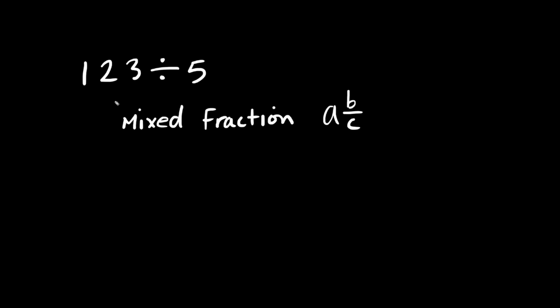Let's express 123 divided by 5 as a mixed fraction in the form a and b over c. Let's use long division. We have 123 divided by 5. 5 times what is 12? 5 times 2 is 10. Draw a line and subtract.